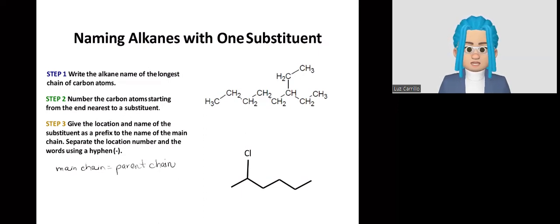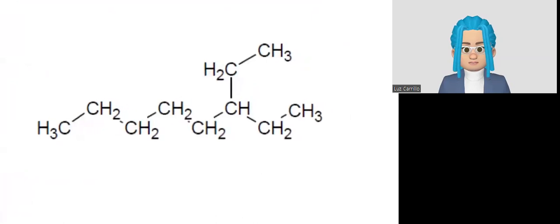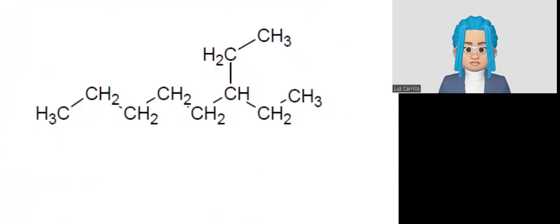So let's do the two examples that we have right here on the slides. Let's first look at the following structure for this condensed structural formula. If I explore in this molecule, I can actually observe that my parent chain consists of 1, 2, 3, 4, 5, 6, 7, 8 carbons in length. The reason why I went from right to left is because that end is closest to the substituent.